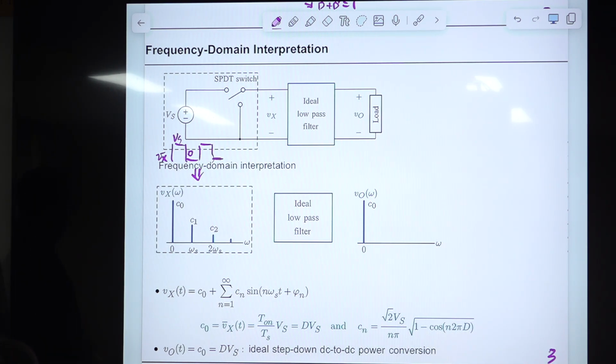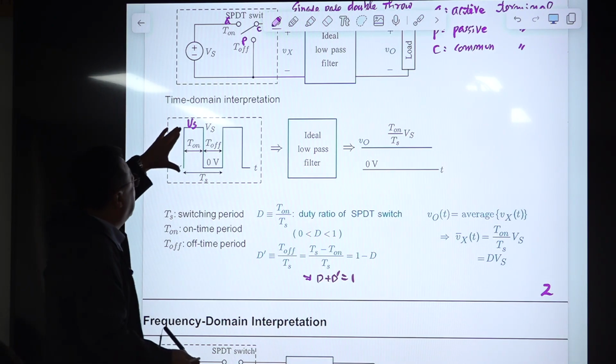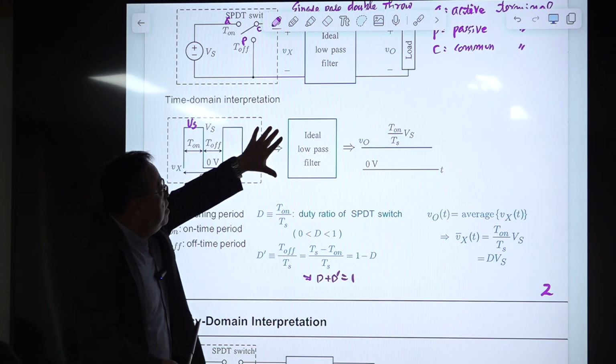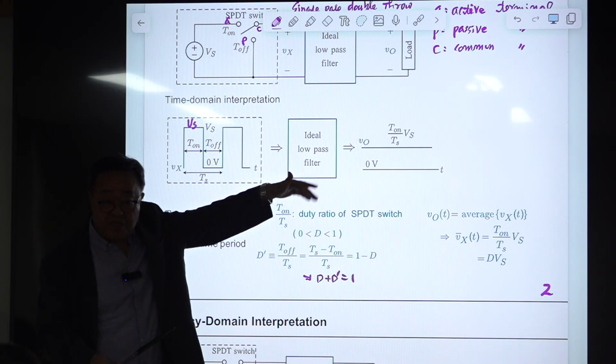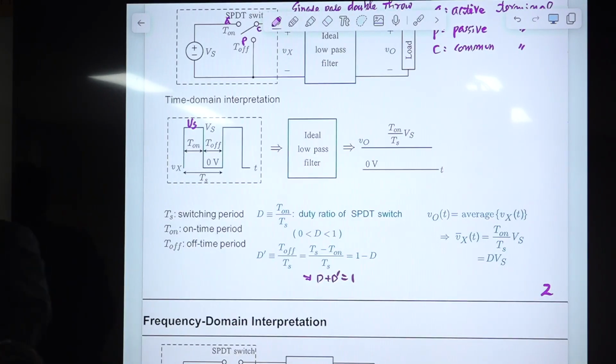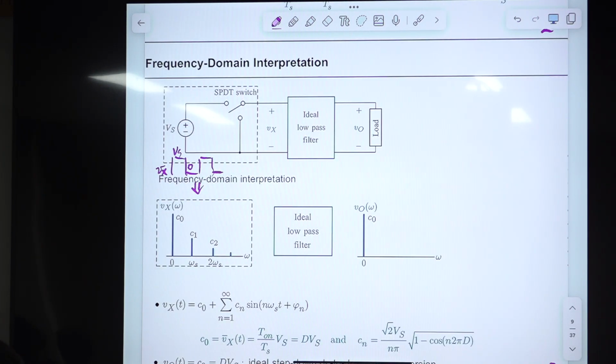What is the definition of ideal low pass filter in frequency domain? In time domain, ideal low pass filter is generating just simply the average of the input port at the output. Okay, that is the mathematical definition. And ideal low pass in frequency domain is this one. So now this axis is frequency, omega.